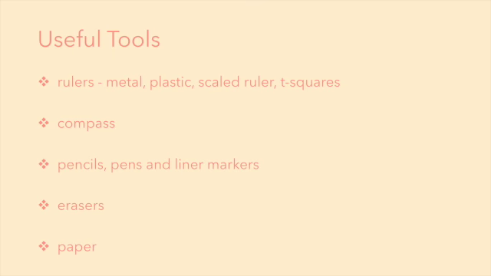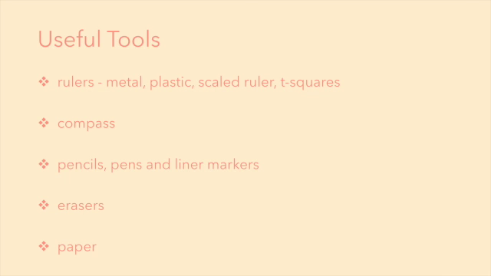Pencils obviously for drawing sketches or initial designs, pens and liner markers for your final drafts. You can also use colored markers, again, if you want to include any textural or colored elements to your plans. Again, just extra, but still fun. Erasers for if you make any mistakes, and then paper.